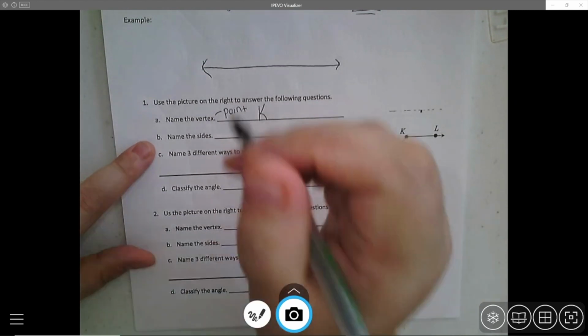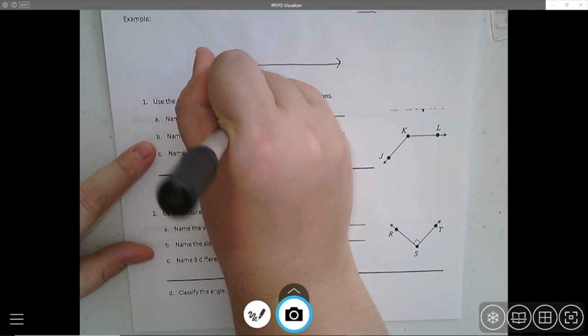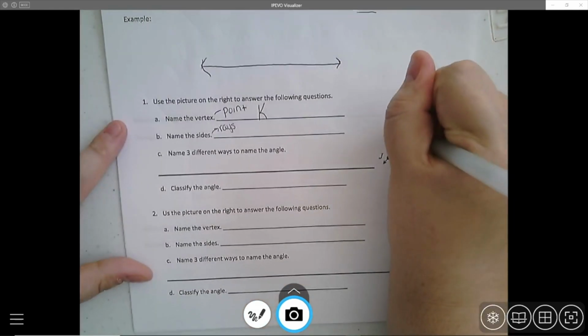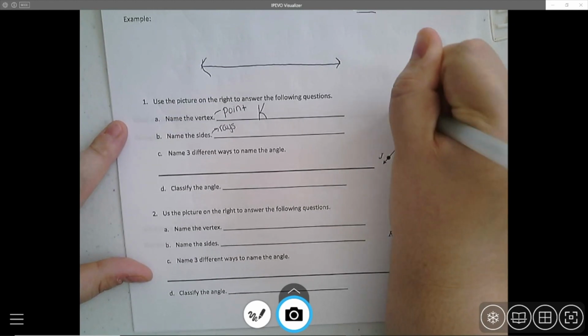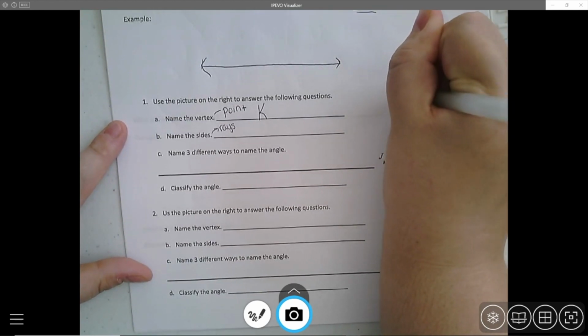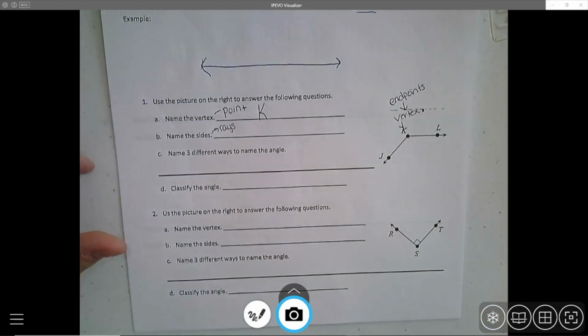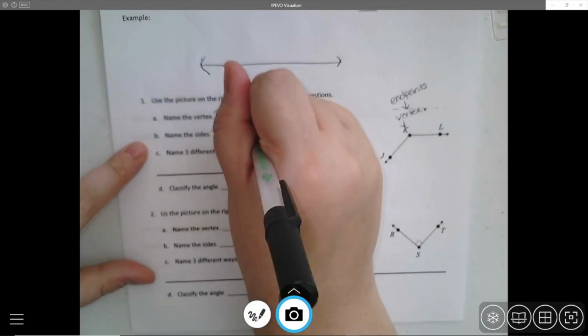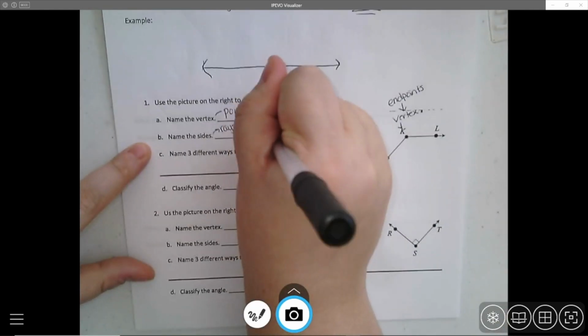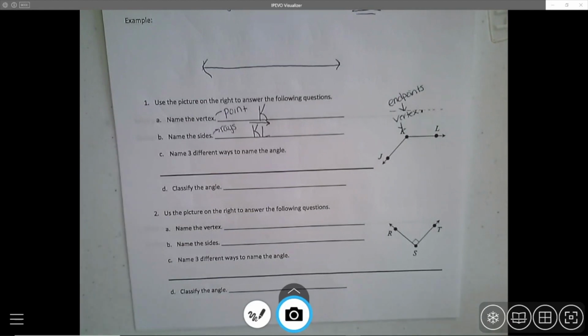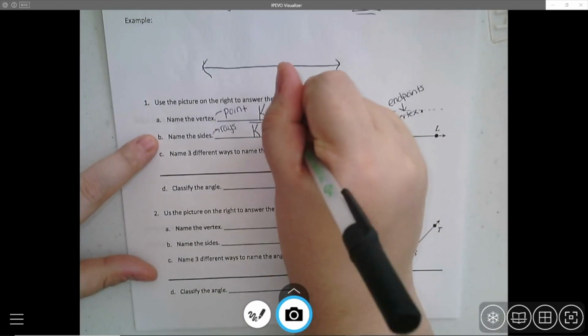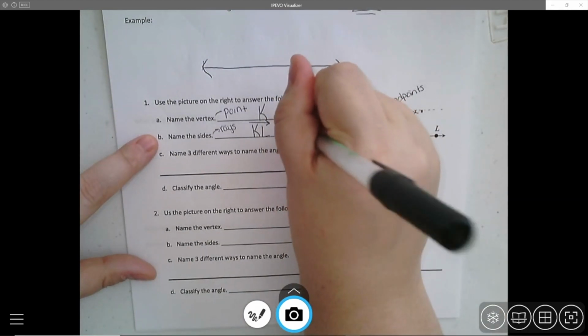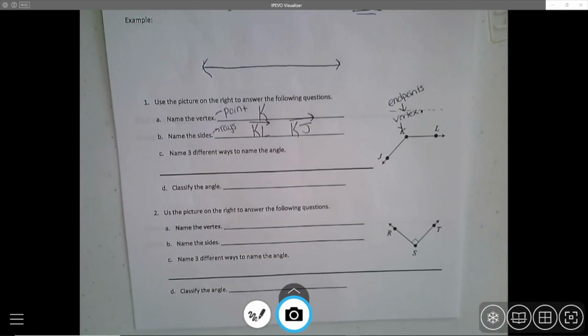Okay, the next thing they want me to do is to name the sides. The sides are rays. First off, this vertex is the end point for both rays. So one of my rays starts at K and it goes off in the direction of L. I'm using that end point going off to the direction of the arrow, putting the symbol above. The other side goes from that same end point, just in the opposite direction, so it would be K and then J. Your sides will always start with the vertex, then a point in the direction of the arrow.